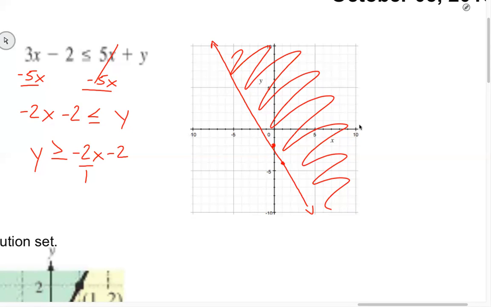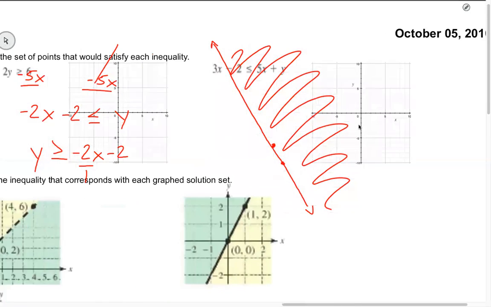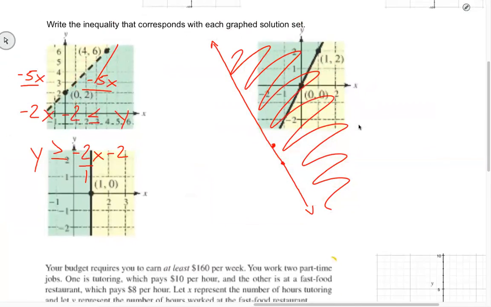Okay, what's the difference between a straight line and a dotted line? As Justin said, the solid line includes the line. Dotted does not include the line. So it's like greater than or less than with an open line, and then a straight line is greater than or equal to or less than or equal to. Yes. All right.